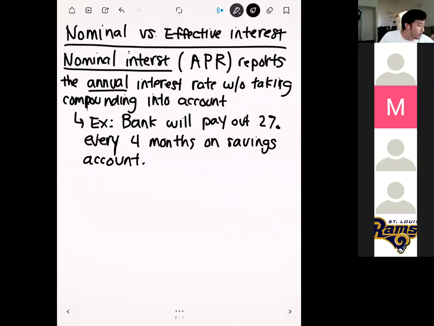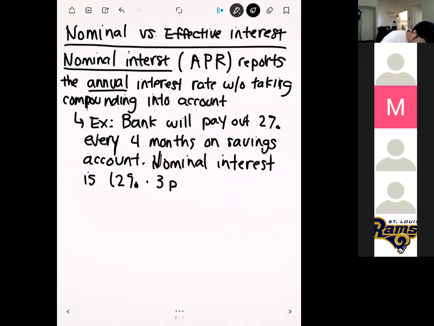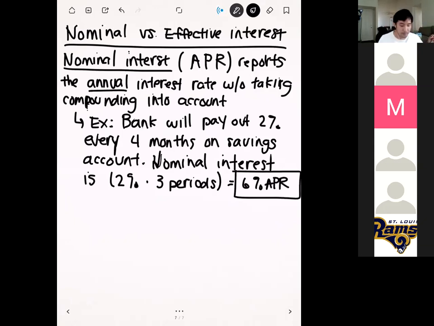And so the nominal interest rate, which is the interest rate that you're going to earn for the year, is simply going to be 2% multiplied by the number of periods. Okay. So in this case, since the bank pays out 2% every 4 months, in a year, your bank's going to pay out 3 different times, right? Because a year has 12 months. And so if it pays out every 4 months, then it's going to pay out 3 times a year. And so the APR for this bank account is going to be 6%.